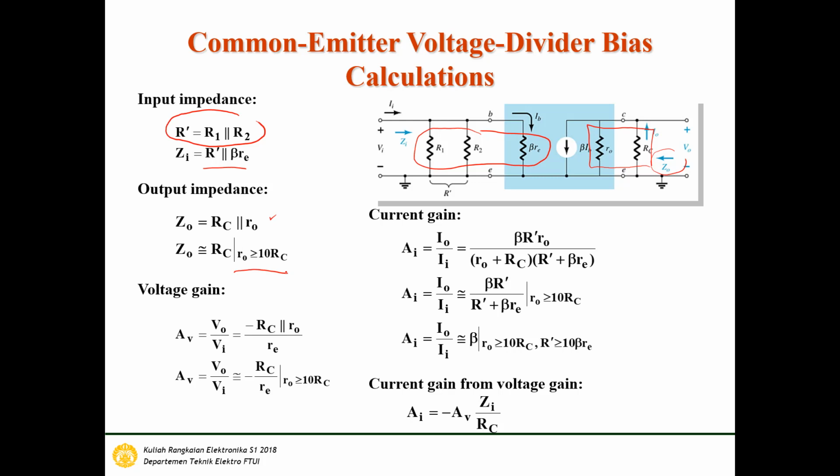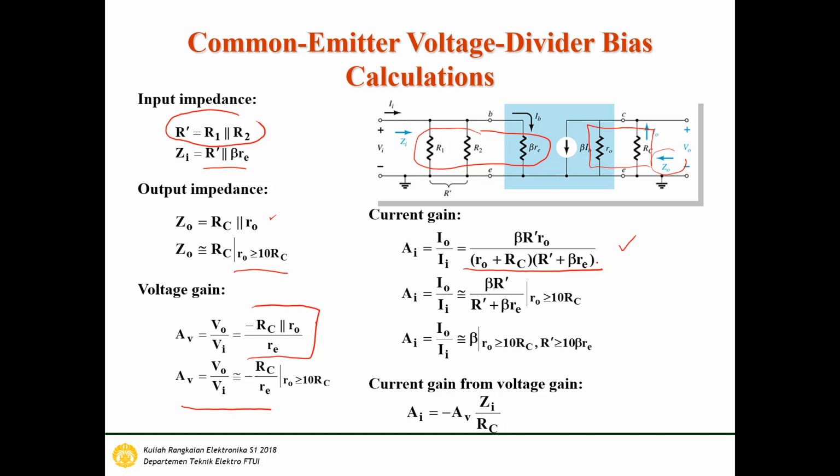For the voltage gain, Av, Vo per Vi, is minus RC parallel to ro per re. When ro is larger than 10 RC, Av becomes minus RC per re. The minus means there is a phase shift between the output and the input. For the current gain, Io per Ii, we can use beta R prime, ro per ro plus RC, multiplied by R prime plus beta re, and then we can simplify this when ro is larger than 10 RC.